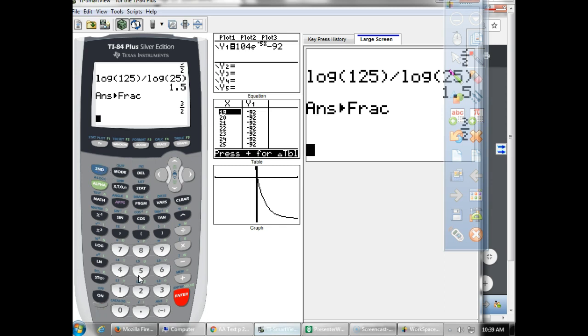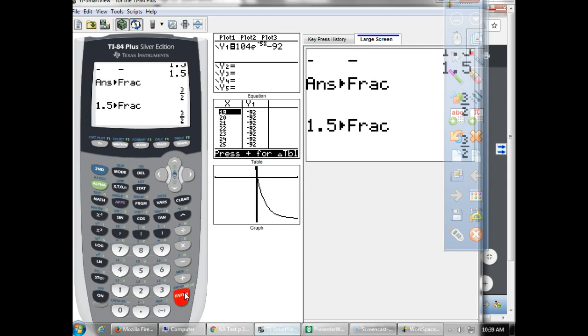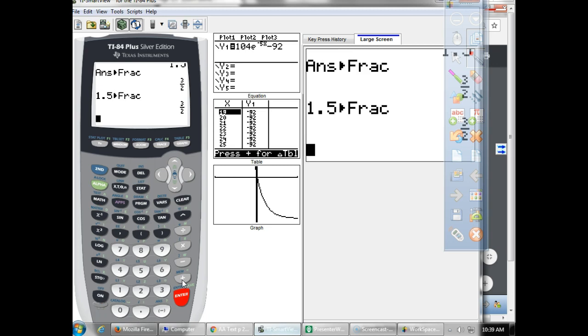You're just going to get your answer, which was 1.5, and then you do math, and this is saying make it or turn it into a fraction. Press enter, and then it does it for you. So very cool. It's right there, the very first one.